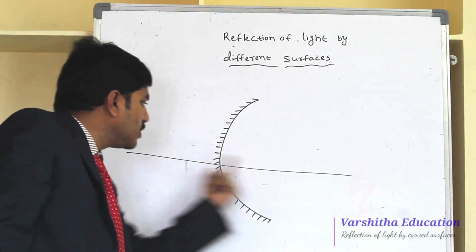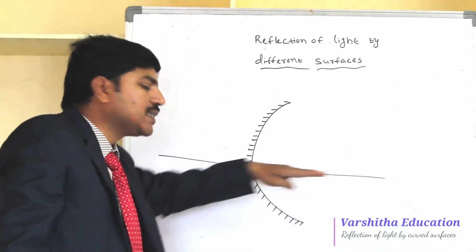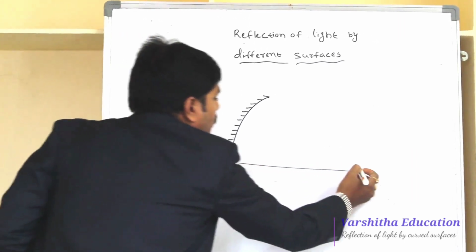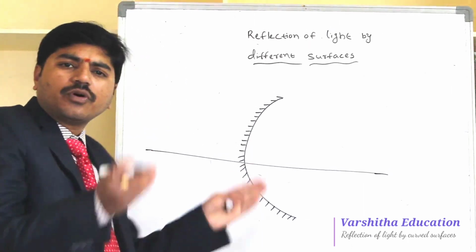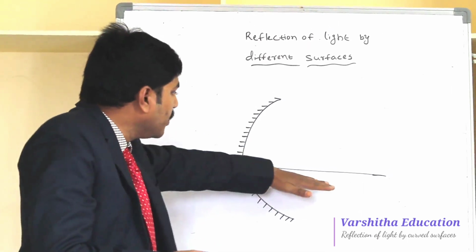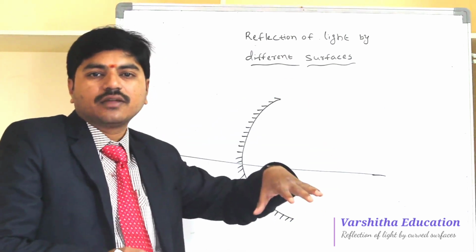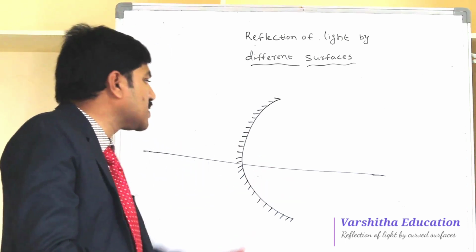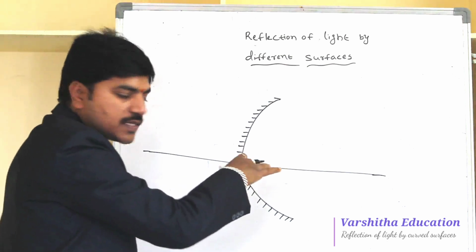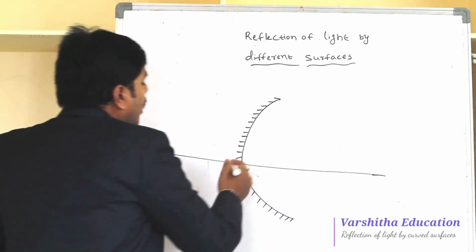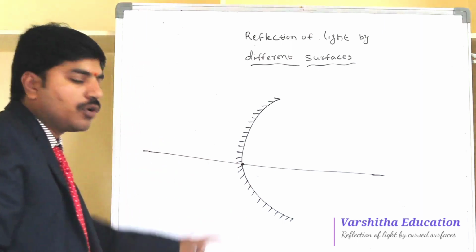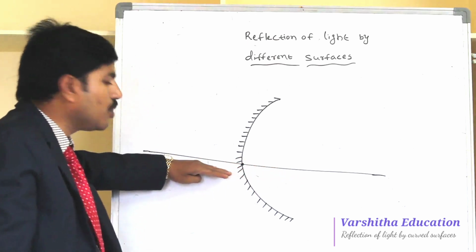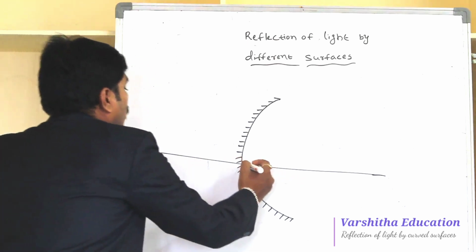On this concave surface, for example, this is an axis, like an x-axis. All the points should be taken on a single imaginary line, so that it is taken as the principal axis. The principal axis is like an x-axis, a horizontal line. This is also an imaginary line. Where the principal axis meets the curvature, that point is called the pole.